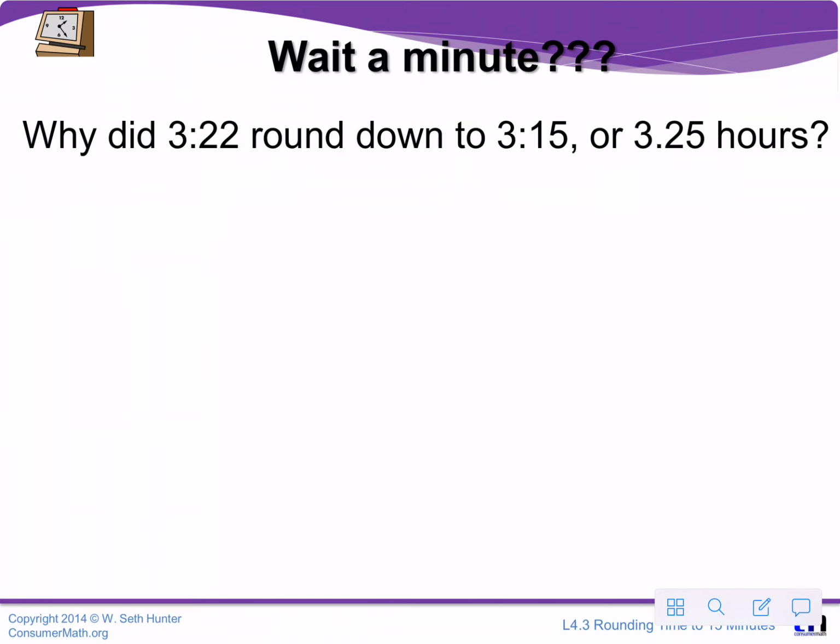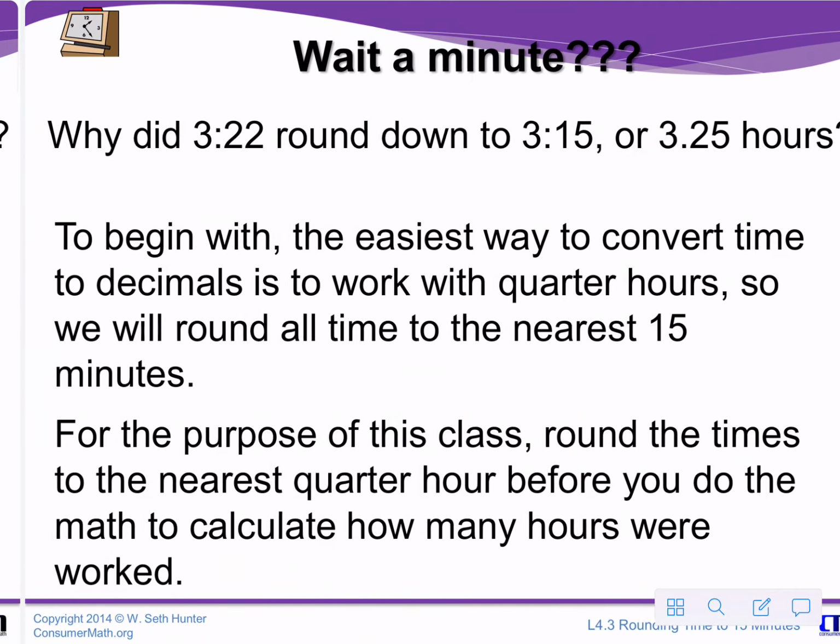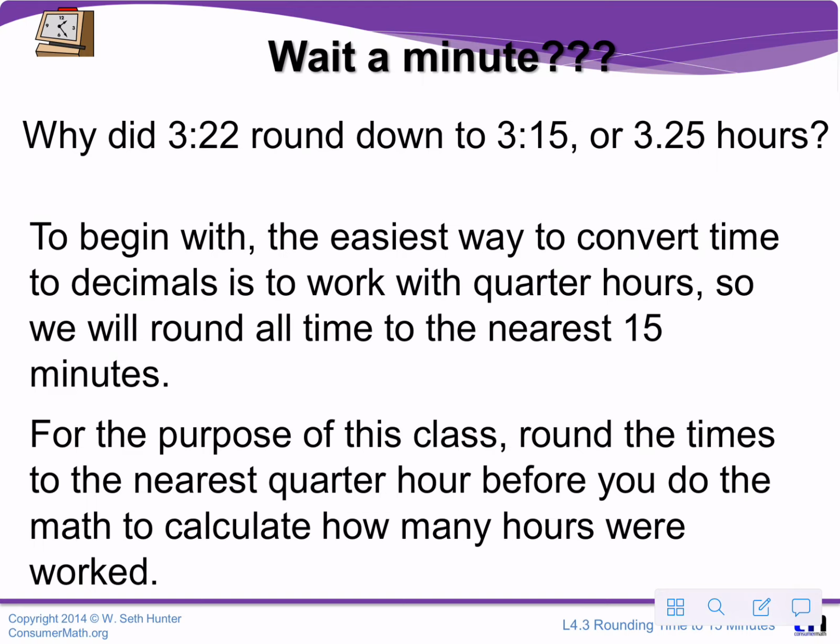Why did 3:22 round to 3:15 or 3.25? To begin with, the easiest way to convert time to decimal is to work with quarter hours, so we'll round all times to the nearest 15 minutes. For the purpose of this class, round the times to the nearest quarter hour before you do the math to calculate how many hours were worked.